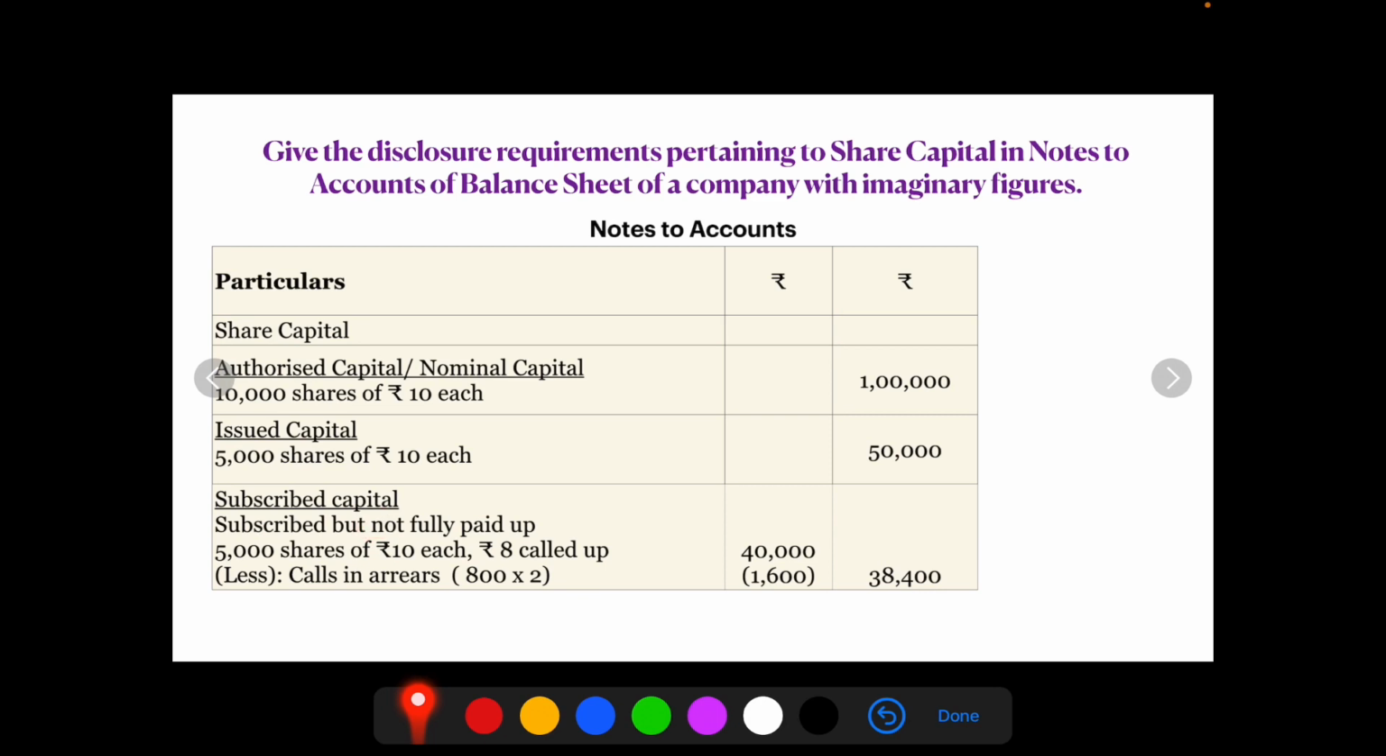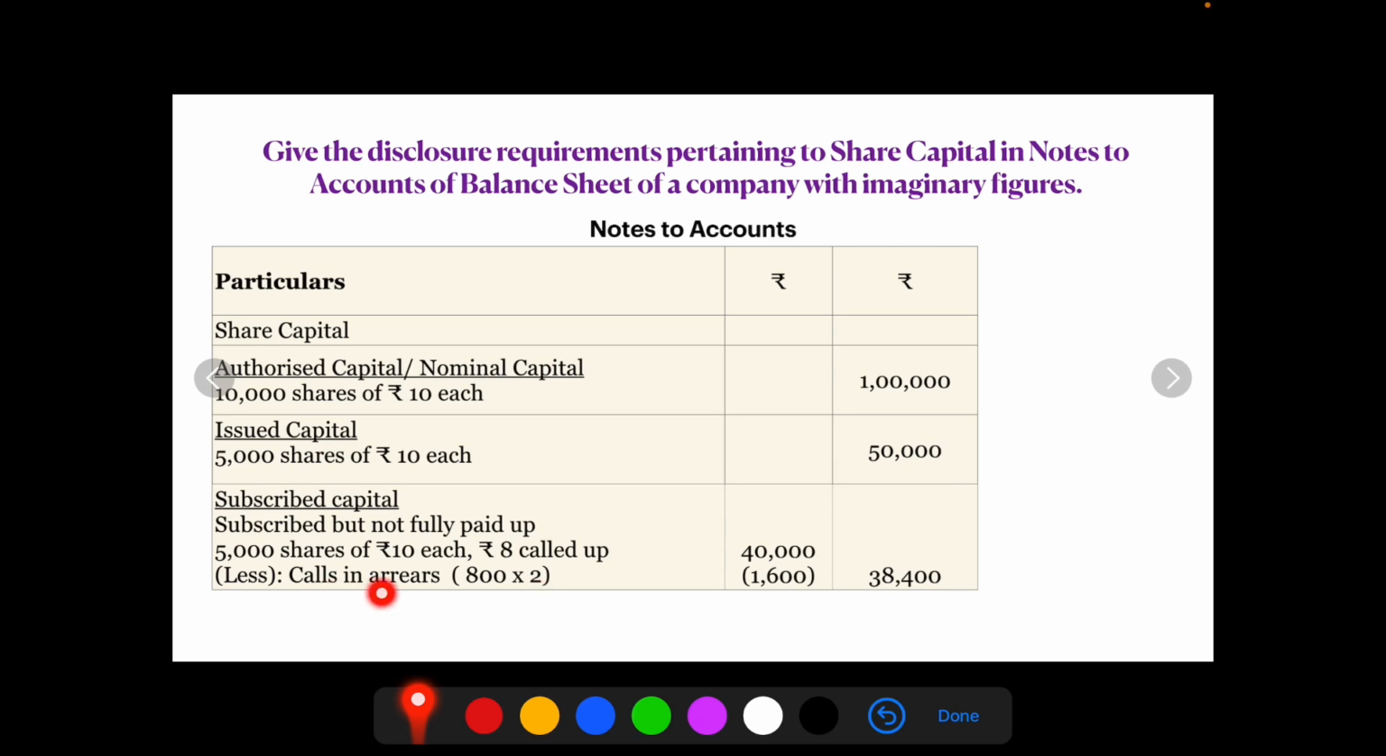Subscribed capital means that part of the issued capital which is actually subscribed by the public. So over here, they have issued 5,000 shares, and they are giving it for public subscription, also 5,000 shares of 10 each. But only rupees 8 is being called up. That means they have received money only for 5,000 shares of rupees 8 each. Amount is 40,000. Since it is imaginary, we have not received money for 800 shares of rupees 2 each, that is on first and final call.